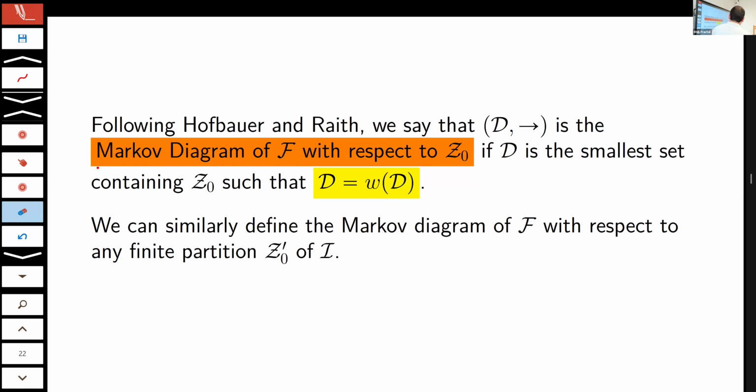Similarly, we can define the Markov diagram using any finite partition, not just the monotonicity partition we started with. It does not really have a special role in the sense of defining the Markov diagram or building it up, but for the diagrams I want to use in the calculations, I'll start with the monotonicity partition or a refinement.